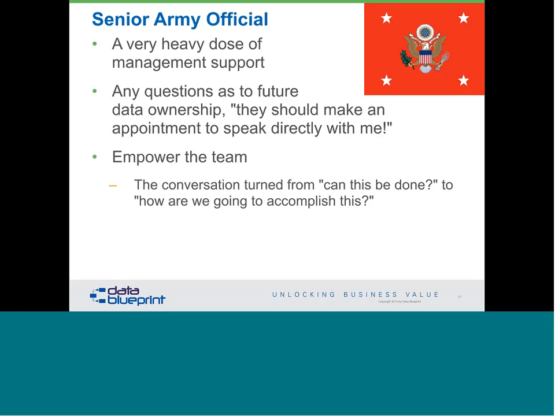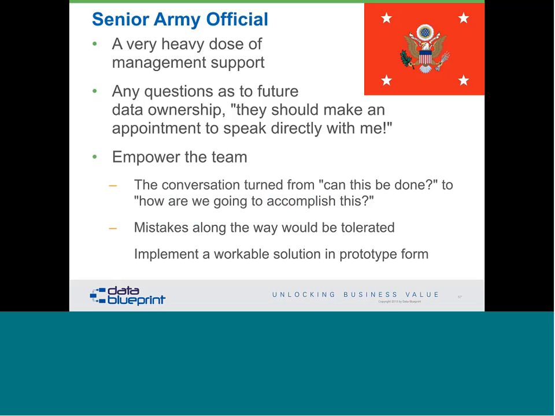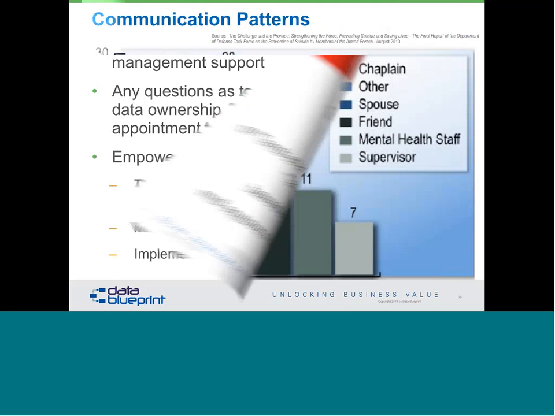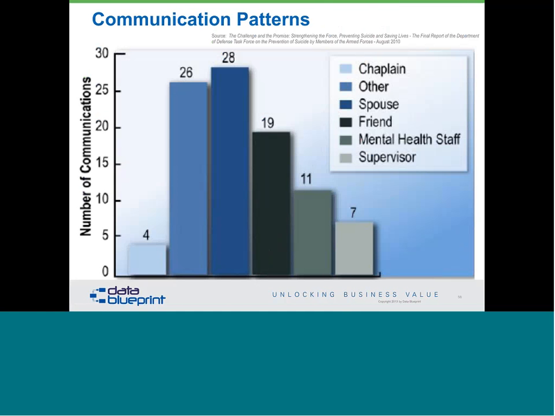Now, speaking to him later on, he actually said, I may or may not have had the authority to do that, but what, of course, he was trying to do was empower the team. It turned the conversation from can this be done to how are we going to accomplish it, and let people know that mistakes were going to be tolerated on the way, and that they were able to develop a workable communication system here. And again, very quickly, you can start to understand that a series of patterns and things, you are in fact able to recognize the situations that are coming up on this.